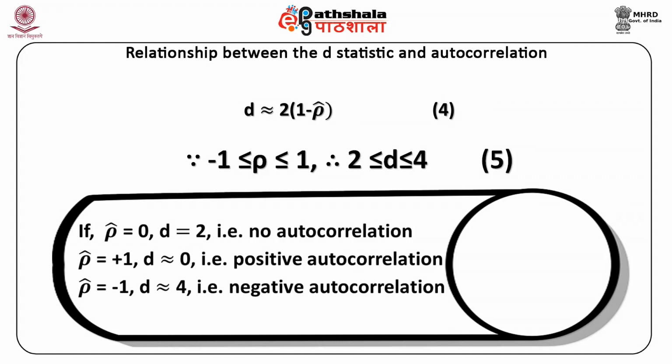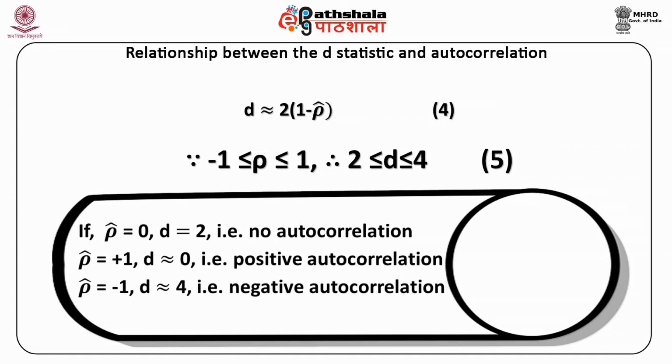However, it is important to note that the sampling distribution of D under the null hypothesis of no autocorrelation depends upon the values of the explanatory variables. So, the critical values of D will also depend on the values of the explanatory variables. In order to overcome this problem, Durbin and Watson developed the lower and upper bounds of D, and they named these as DL and DU.